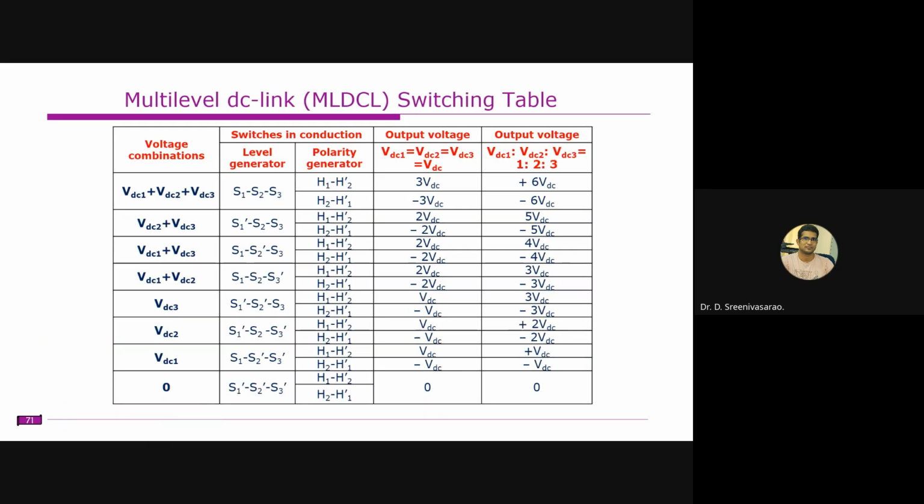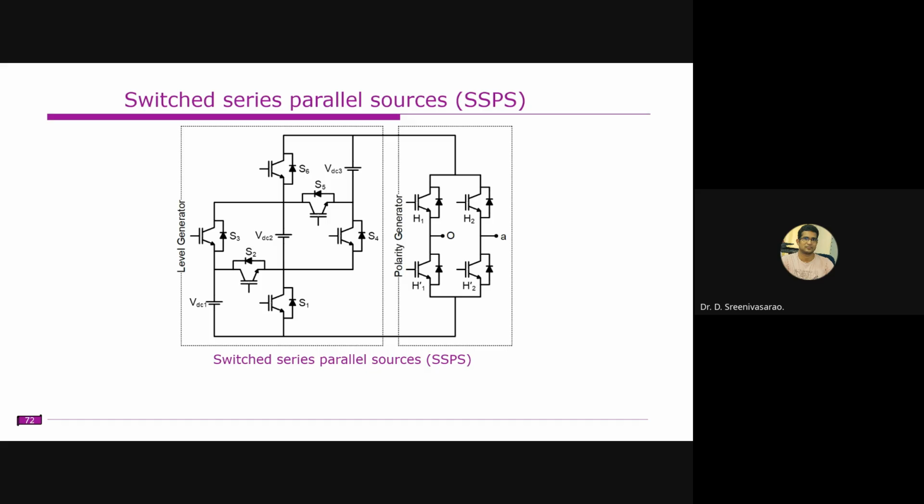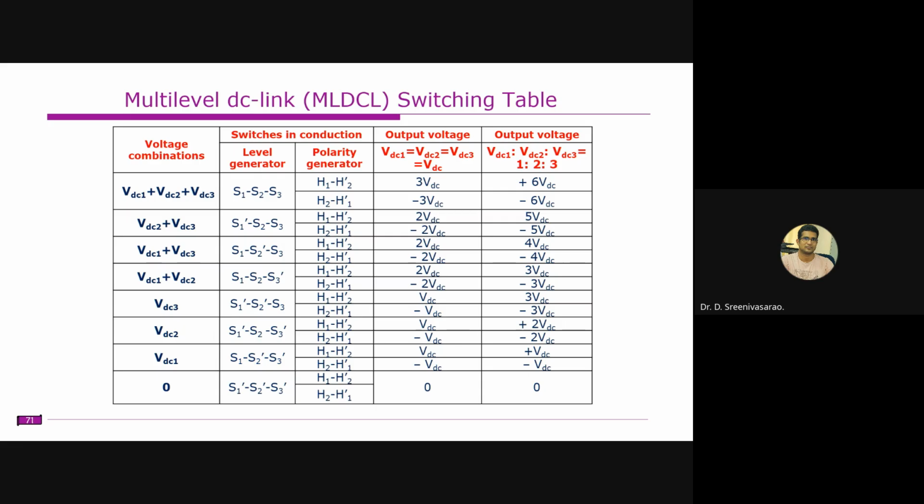This is another thing. We'll quickly discuss this one. This is the same thing. This is known as series-switched series-parallel sources. So everything is the same. The only thing is that the level generated is slightly different. You can see this one. If you want this operation, you can get the 3 voltage.